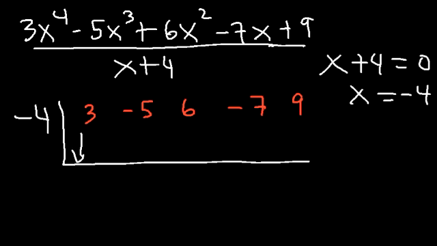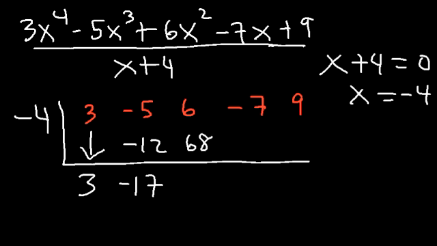So let's bring down the 3. That is a terrible arrow. Negative 4 times 3 is negative 12. Negative 5 plus negative 12, that's negative 17. And negative 4 times negative 17, that's positive 68. 68 plus 6 is 74. And at this point, I think I'm going to use a calculator. So negative 4 times 74 is negative 296. And if we add negative 7 to that, it should be negative 303.